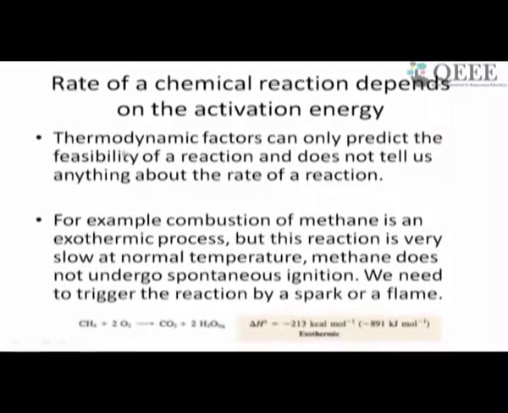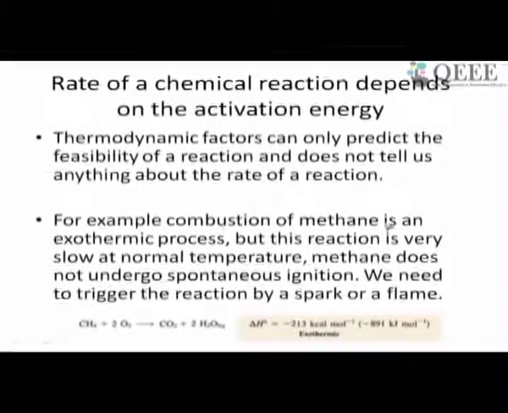We can discuss this in detail here, but the point to remember is that thermodynamic factors can only predict the feasibility of a reaction and do not tell us anything about the rate of a reaction. It can only tell us whether a reaction will work or not. It doesn't tell us how fast the reaction can go.